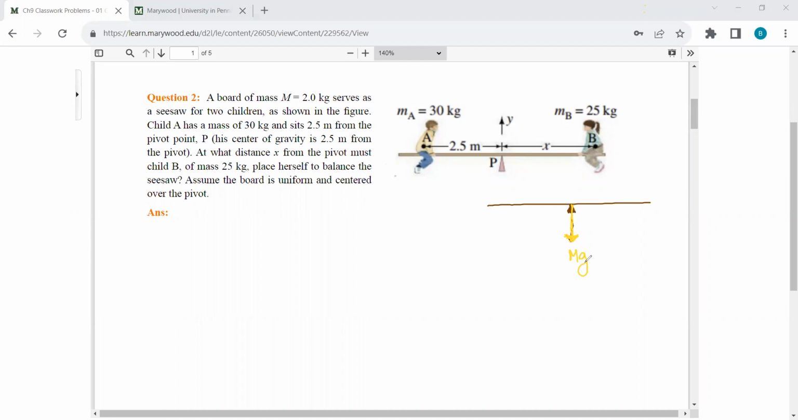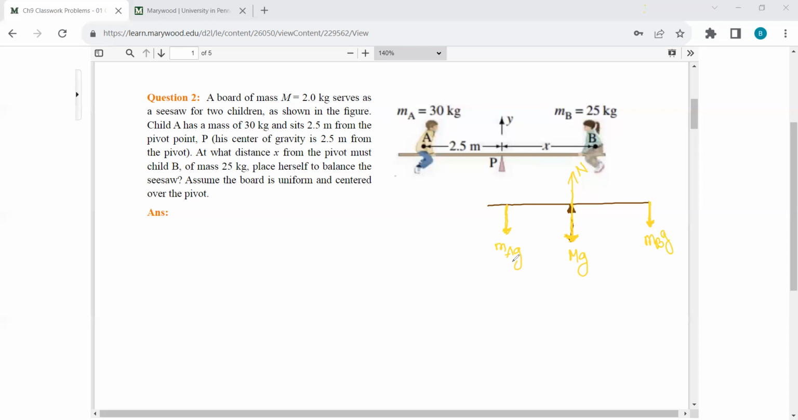Now what else? There will be a normal force, right? Because the seesaw board is on some surface. And this surface will be exerting a normal force on the seesaw board, and that will be opposite to the gravitational force, and perpendicular to the surface. Okay, so this is the normal force. What else? The girl is here, right? So girl's weight will also be there. Okay, so this is mbg, and the boy's gravitational force will also be acting on the board, right? So the boy is also exerting some force on the board, and that is mag. So these are the four forces that are acting on this board.